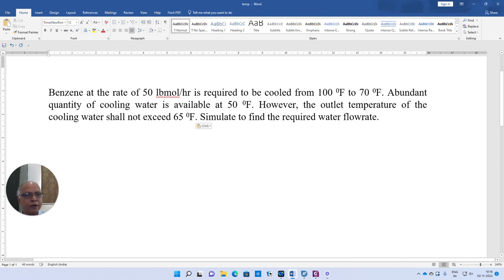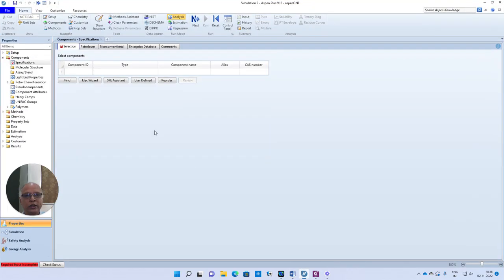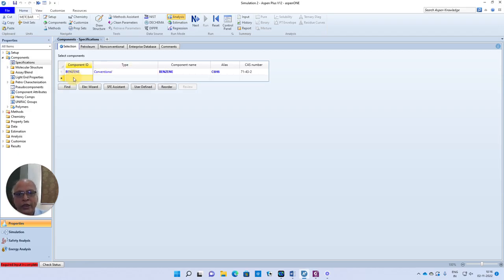Now, benzene is cooled by cooling water from 100 to 70 degrees Fahrenheit. So the outlet temperature of cooling water cannot exceed 65 degrees Fahrenheit. So we need to calculate what is the flow rate of cooling water in order to limit this temperature increase with respect to the cooling water. So let us try to deal with this problem. The two components we are handling in this problem are benzene and water. So let me define those two components.